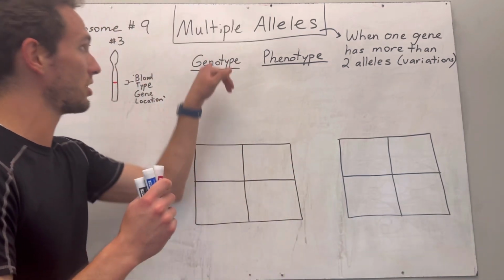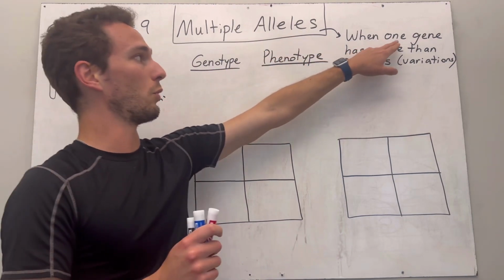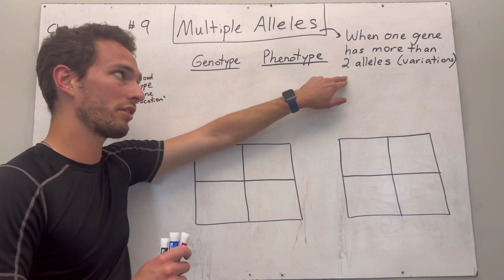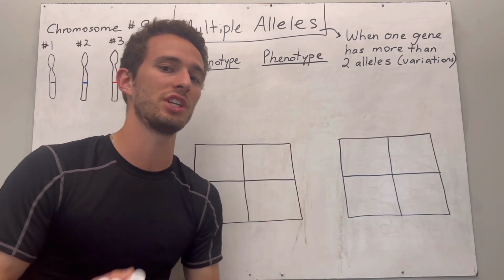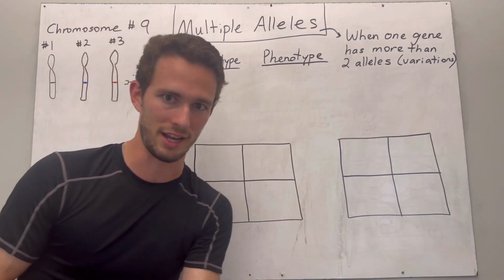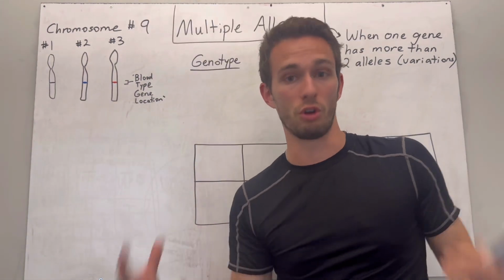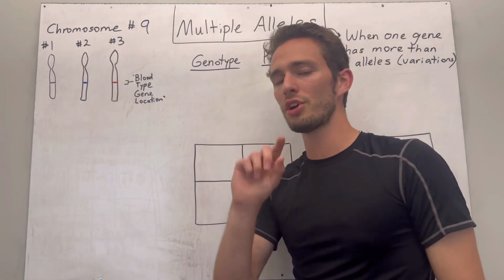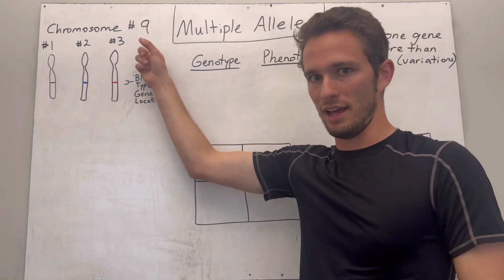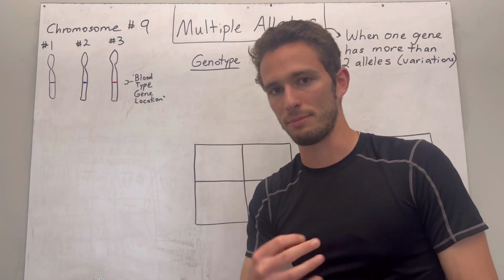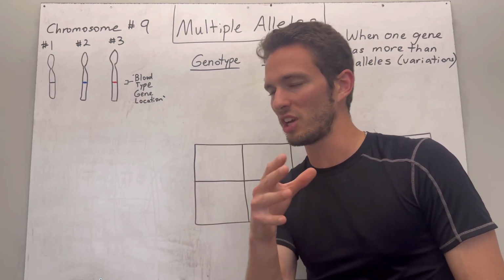So the definition of multiple alleles is when one gene has more than two variations, more than two alleles associated with that gene. So I'm going to use the example of blood type. If you were to look at every person in the world, okay? If you look at their chromosome number 9, there are 3 possibilities of blood types on those chromosomes. So let me explain further.